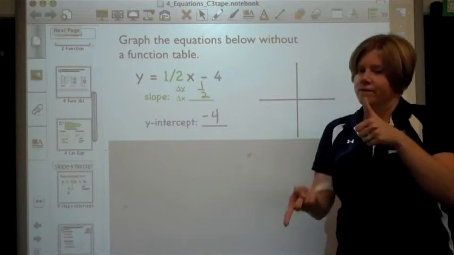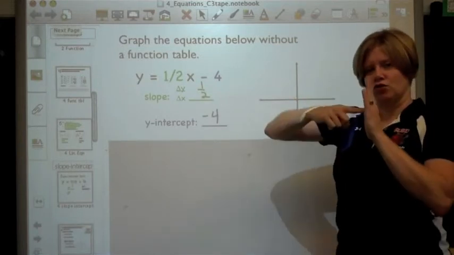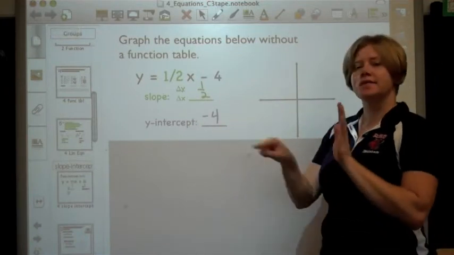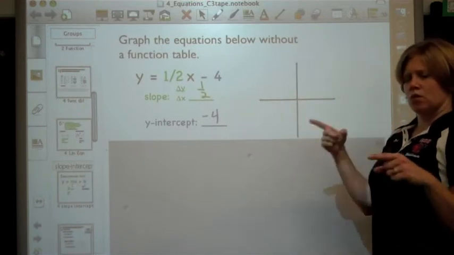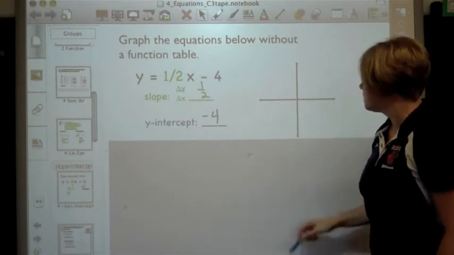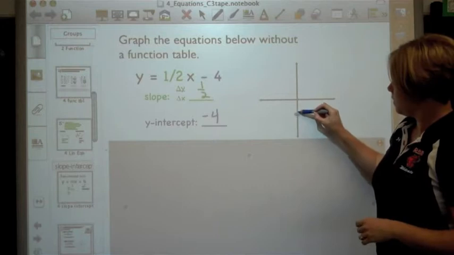And then to graph it, what you do is you start with b, the y-intercept, because that's the starting place. So b, the y-intercept, is -4. So over here on the y-axis, I find -4. So I'm going to go down 4 units, 1, 2, 3, 4, and put a point.